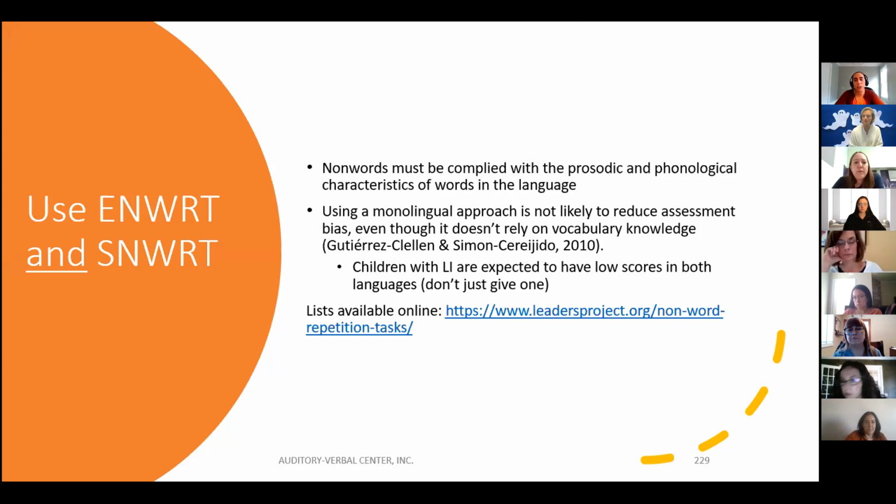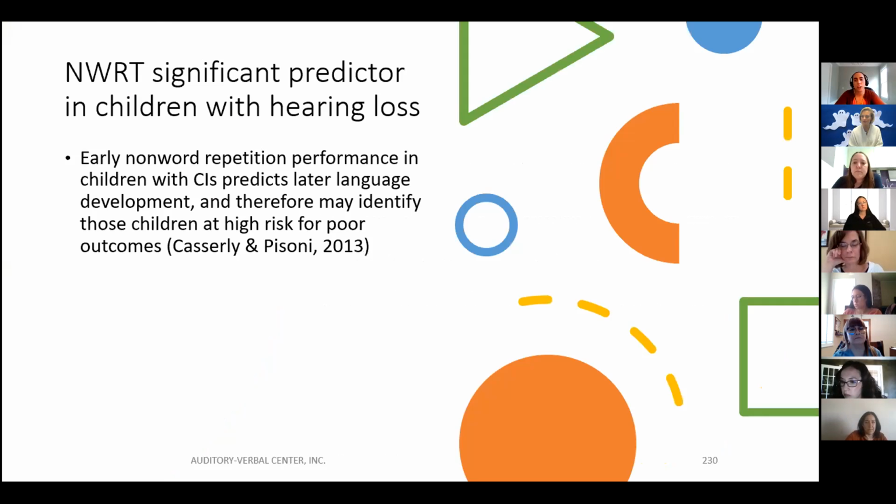And we know that children who have language impairment would score low in both. And we do know that, again, looking specifically at children with hearing loss, difficulty with non-word repetition is a significant predictor for difficulty learning language.